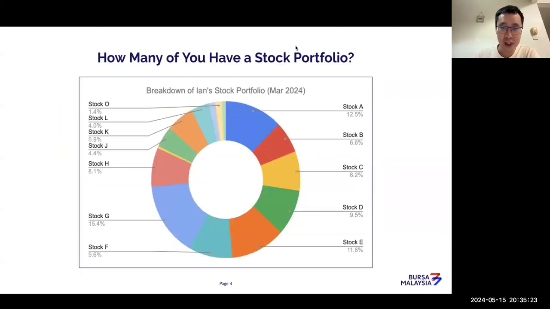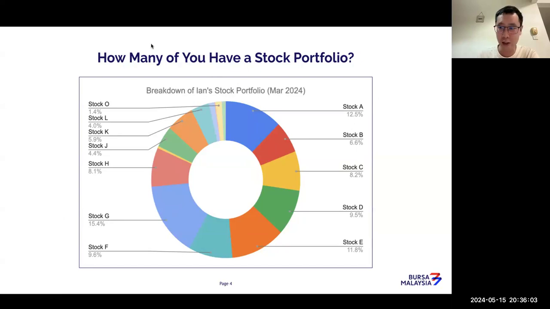Okay, so this is actually my own stock portfolio. I won't tell you the size of the portfolio. As you can see over here, there are roughly 15 or 16 stocks. These are my top 5 holdings: 1, 2, 3, 4, 5. Most of my stocks, when it comes to weightage, none of them is quite substantial. The highest is stock G, at 15%. But all these are quite trivial.